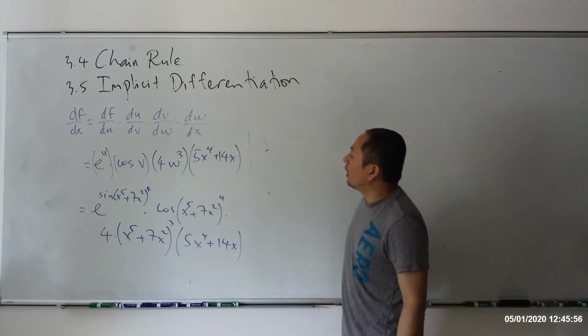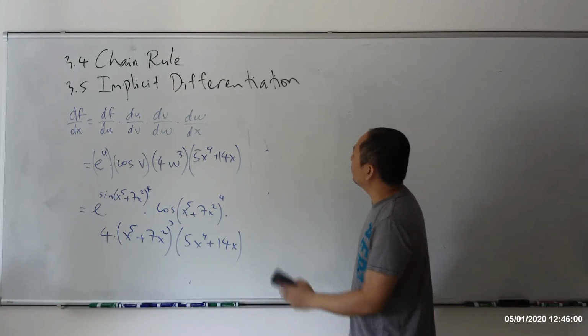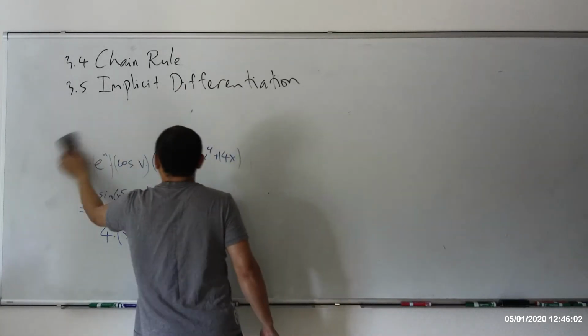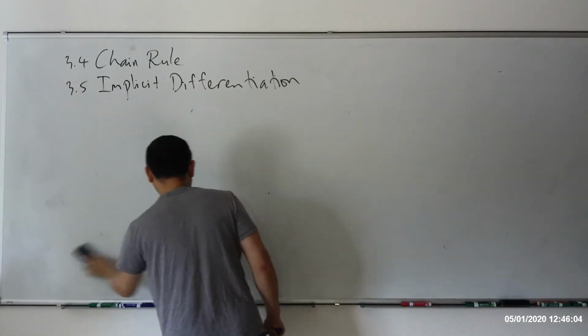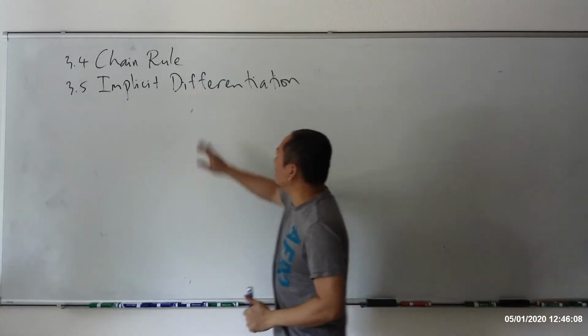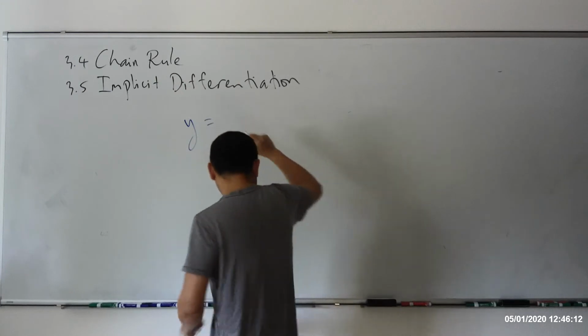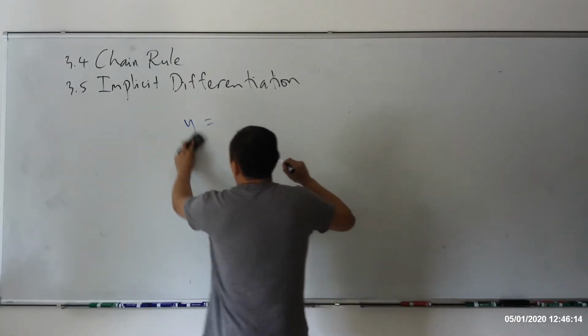Next, I'm going to move on to section 3.5. I'll be talking about implicit differentiation. For the explicit function, this is implicit, because explicit you got what? Y equal to something in terms of x, or f of x, right? Y with f of x.